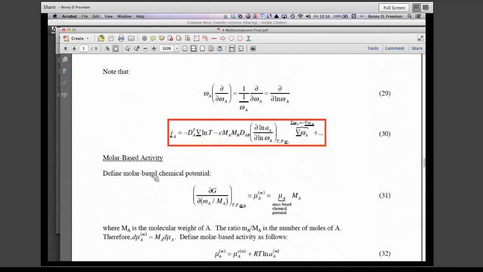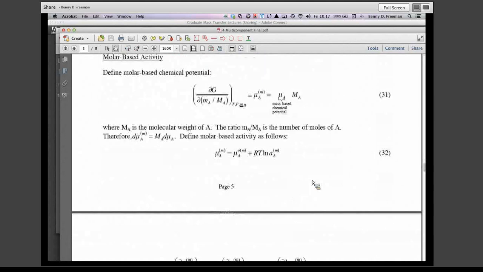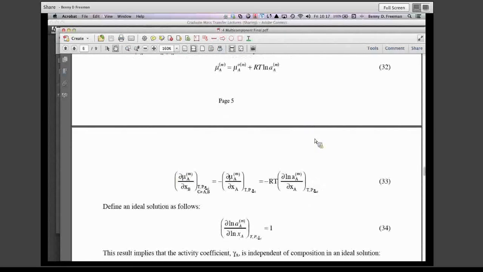Now you can also, of course, define chemical potential and activity on a molar basis, and I'll use a little superscript N to denote the molar basis, whereas without the superscript, that's the mass-based chemical potential that we just walked through. And we define the molar-based activity in exactly the same way as we did earlier. And then the gradient in the chemical potential of component A can be written as shown here.